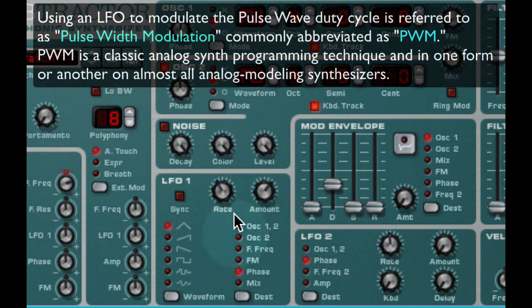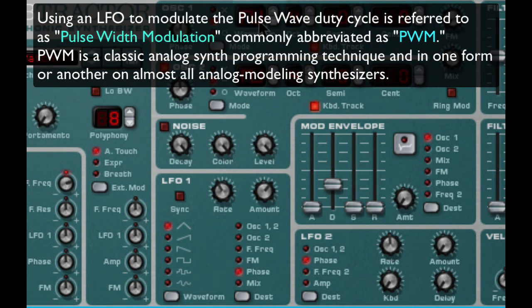And this is what is known as pulse width. So the width of a pulse wave, the duty cycle of a pulse width modulation. We're using the LFO to modulate the pulse width of a pulse wave. That's PWM, pulse width modulation. You will run into that a lot if you really get into synthesizers.